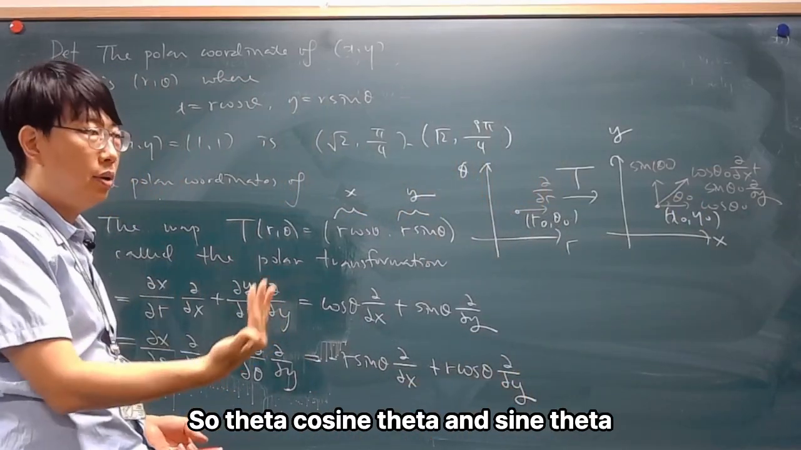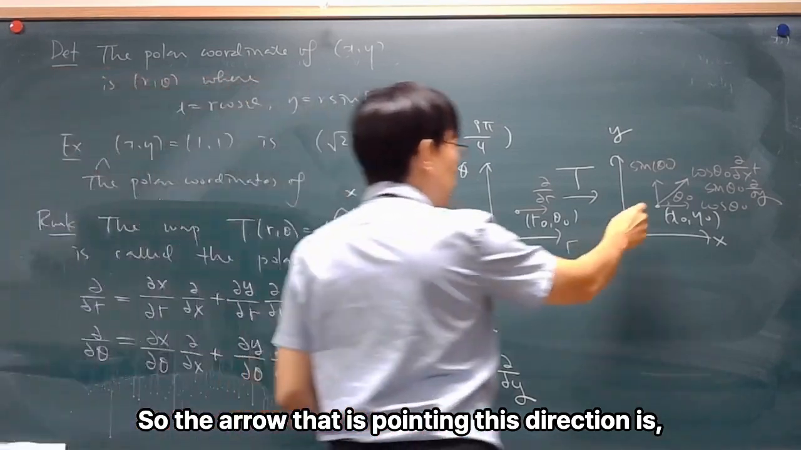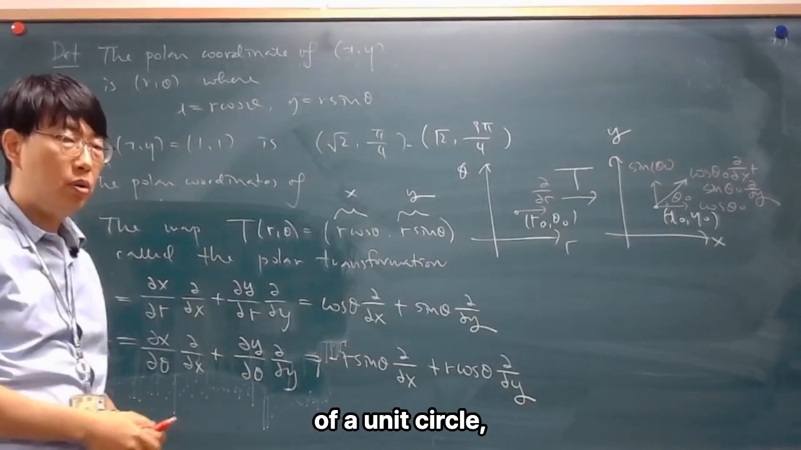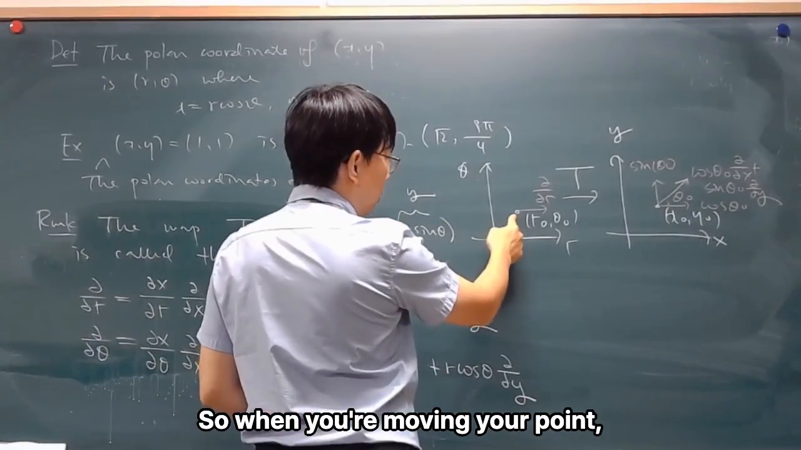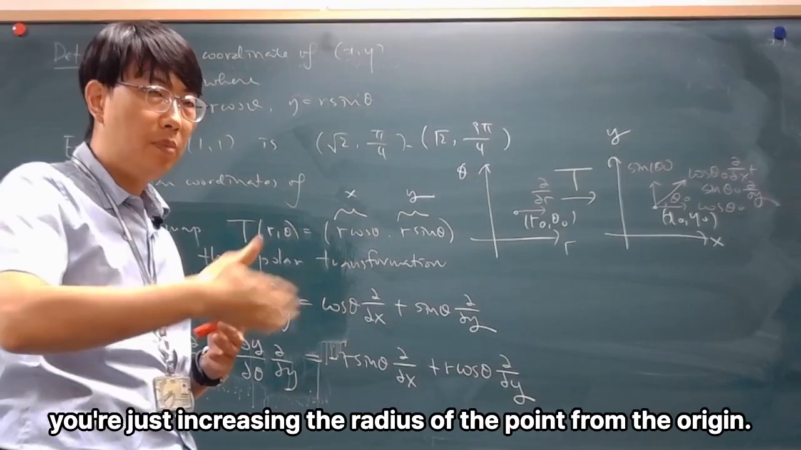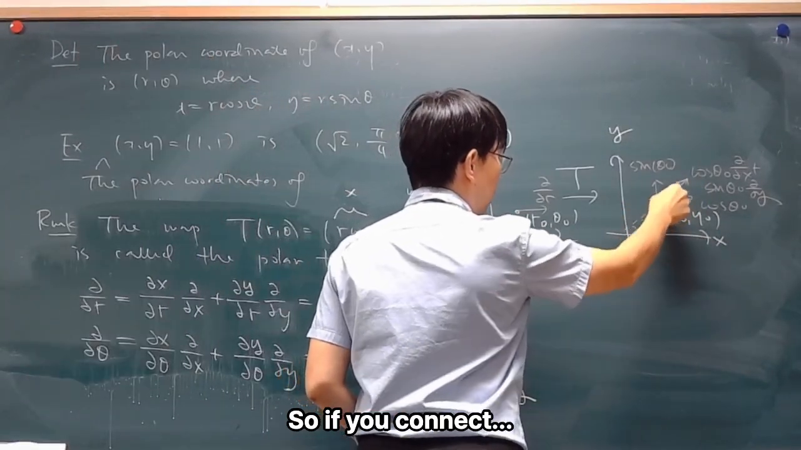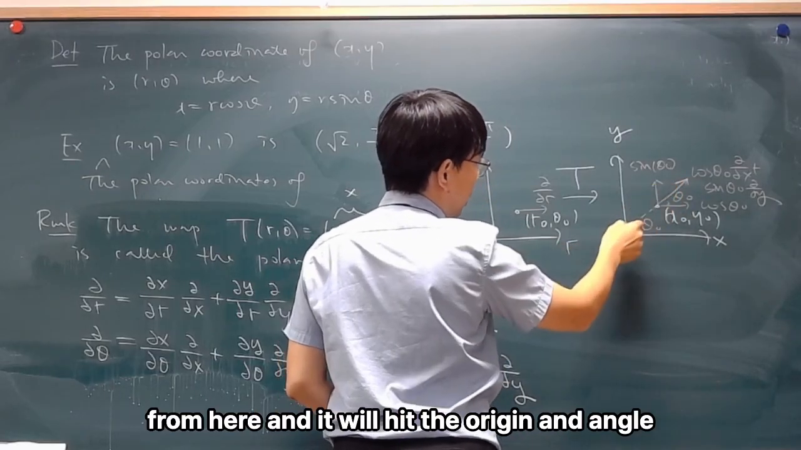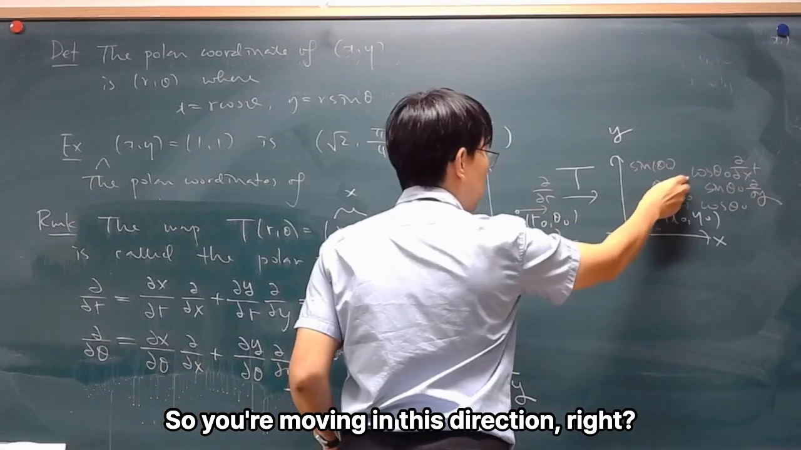So you see, what's the speed of movement in this case? Cosine theta and sine theta is a point on the unit circle. So the arrow that is pointing in this direction is pointing to the boundary points of a unit circle. So the length of the arrow is 1. So when you're moving your point, it's a unit speed in the r direction. You're just increasing the radius of the point from the origin. That's exactly what this is. So if you elongate this line, if you extend the line from here, it will hit the origin, and the angle is also theta 0. So you're moving in this direction, right?